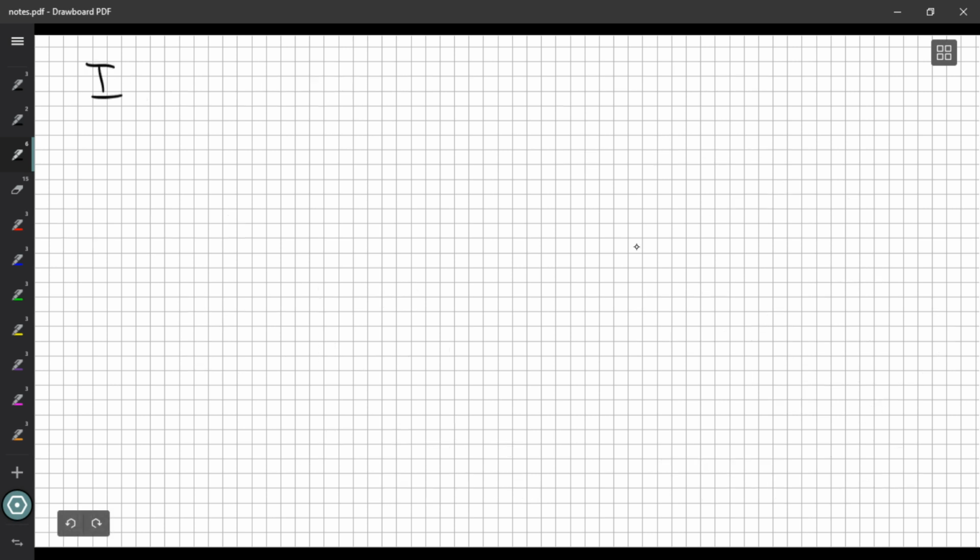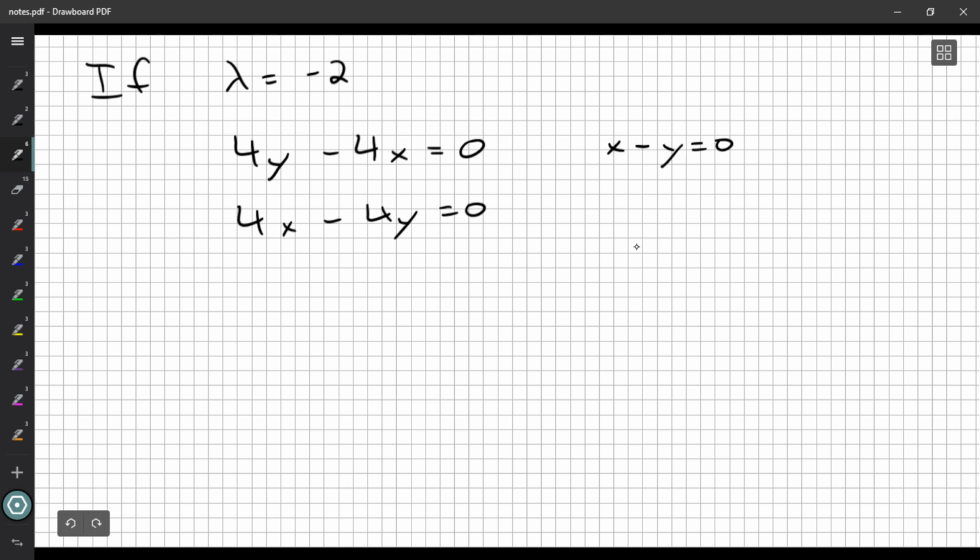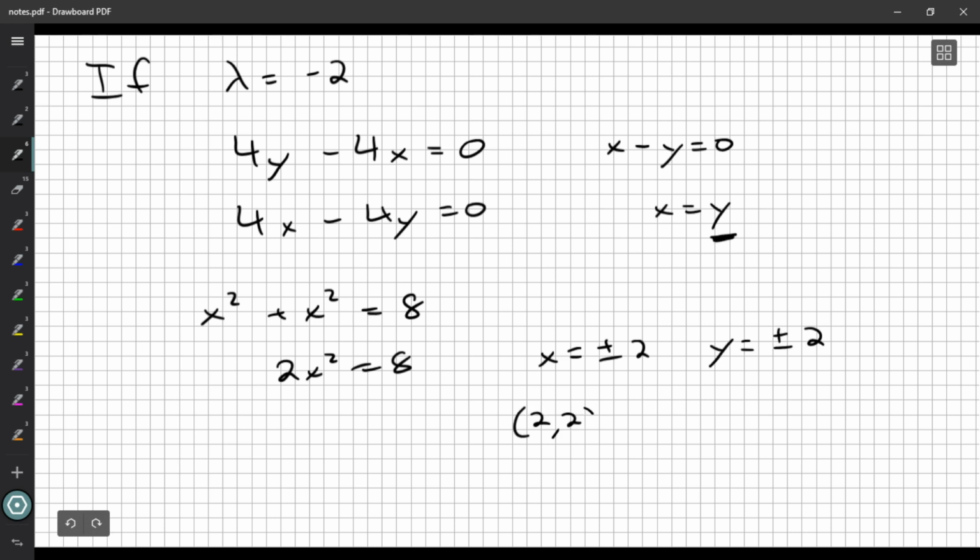Okay. The other possibility was maybe lambda is equal to negative 2. And that gives us a very similar situation, but now we'll have 4y minus 4x from that first equation, 4x minus 4y from the second equation. Either of these both work down to being x minus y. And that tells us x is equal to y this time. Plug into that last equation. We once again get 2x squared is equal to 8. We've seen this before, so x is plus or minus 2. But this time y is the same value. So either x is 2 and then y is 2, or x is negative 2 and y is negative 2. And that gives us 2 more critical points to work with.